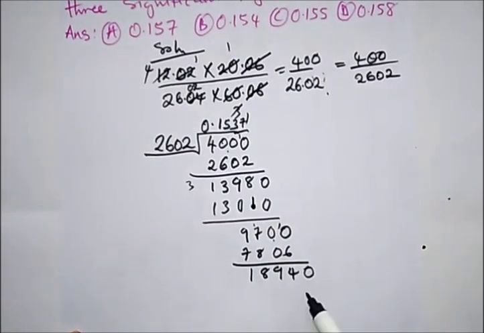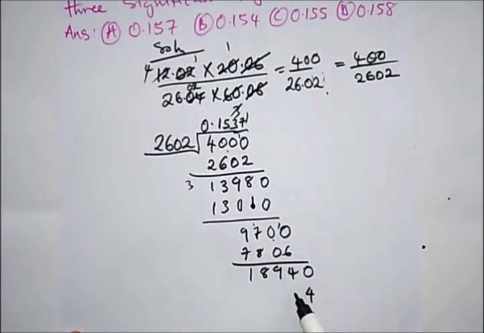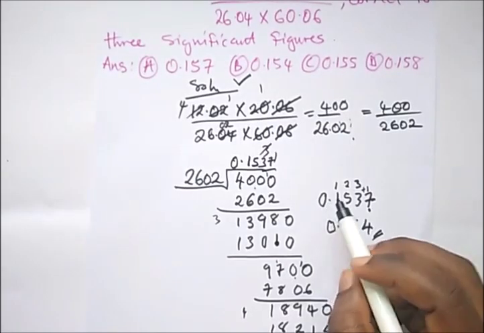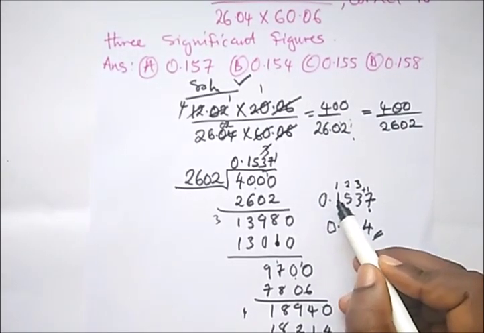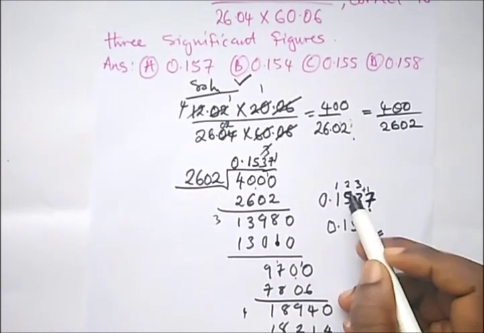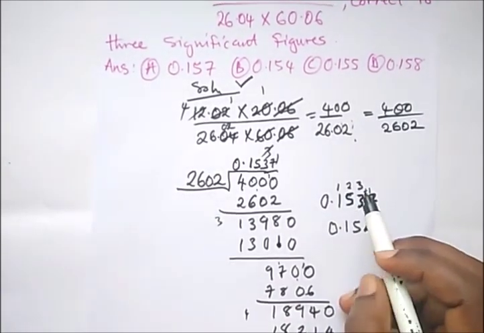7 times this, we have what? A 4, carry 1, that will be 1, times 6, that's a 6 times 7, that's 42. 4, carry 2, 7 times 2, 14. 14 plus 4, that is what? 18. So we can stop here. So we have 0.1537, where we are going to take correct to 3 significant figures.